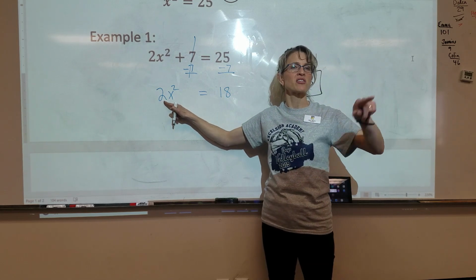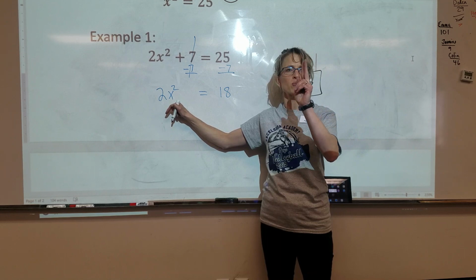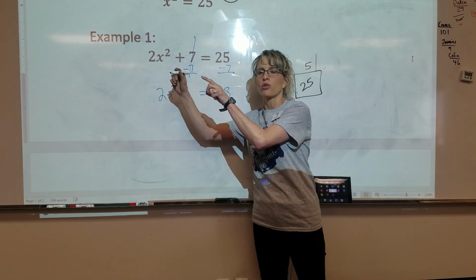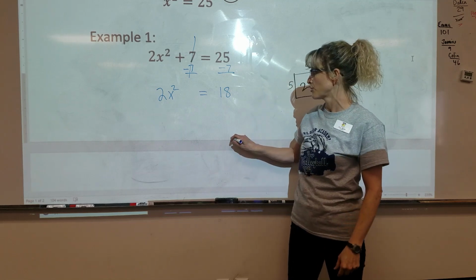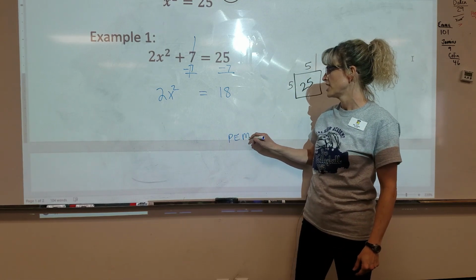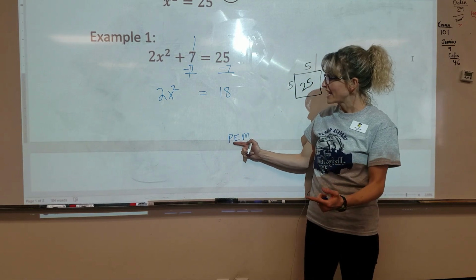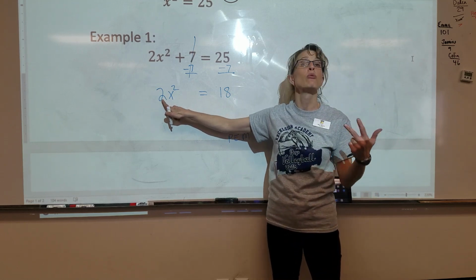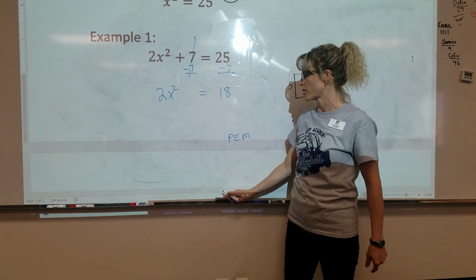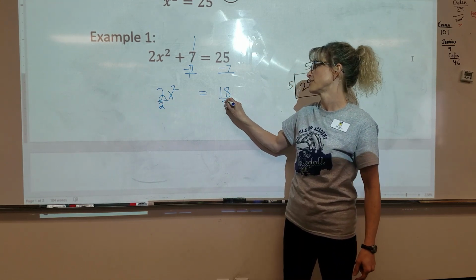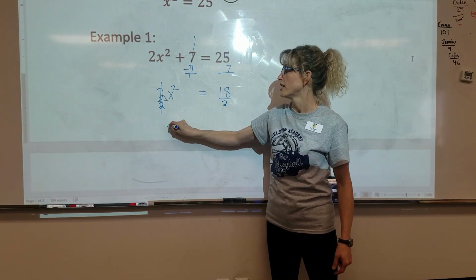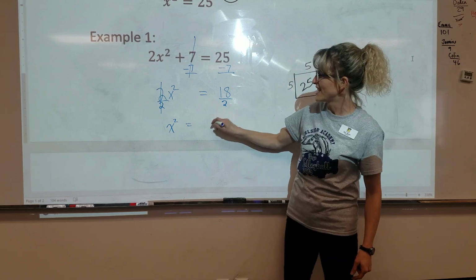Think of PEMDAS in reverse. It goes parentheses, exponents, multiplication, division, addition, subtraction. So if we undo things, we have to go backwards. PEMDAS spelled backwards says to go multiplication, then exponents. So we're going to take care of the multiplication, then the exponent. We get rid of the 2 by dividing, because it cancels into 1. I'm left with x squared equals 9.